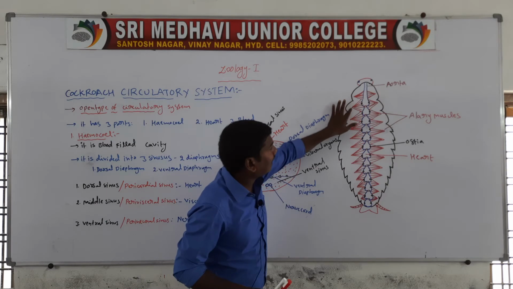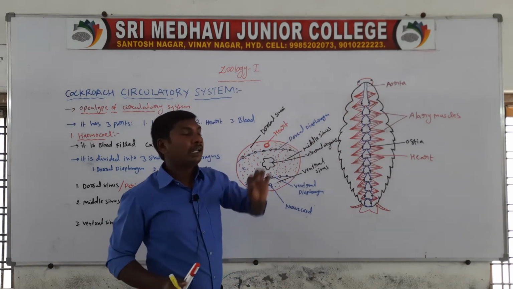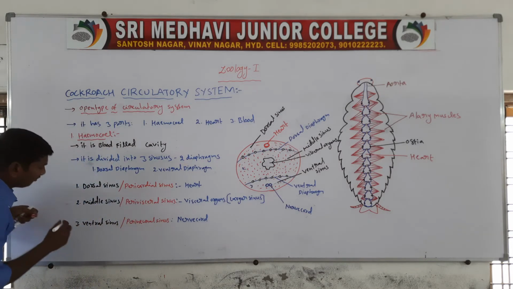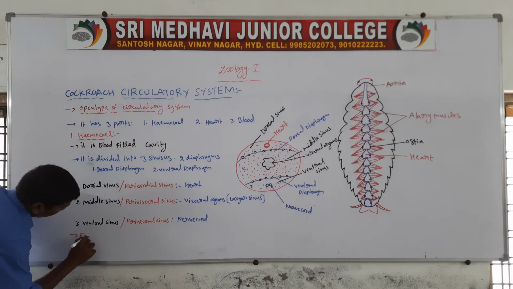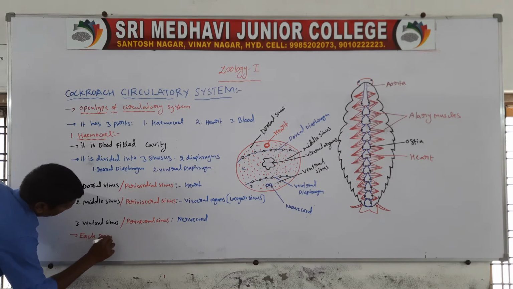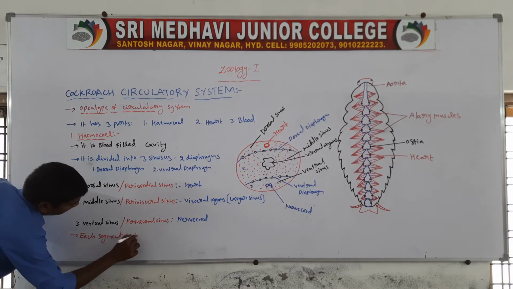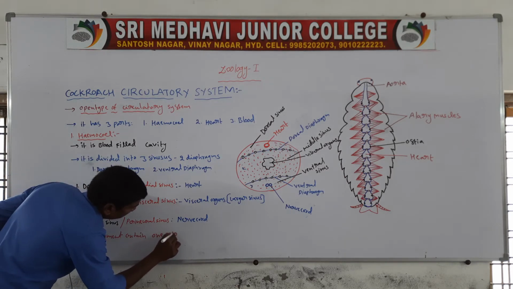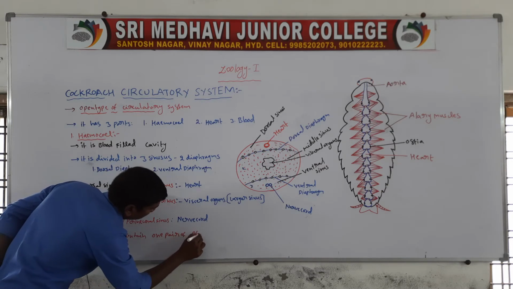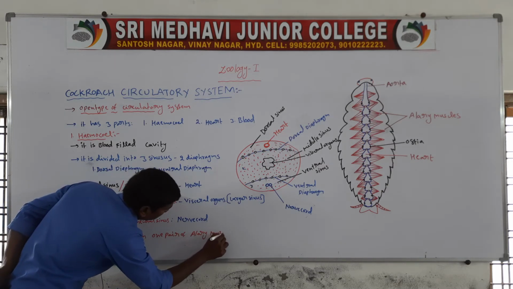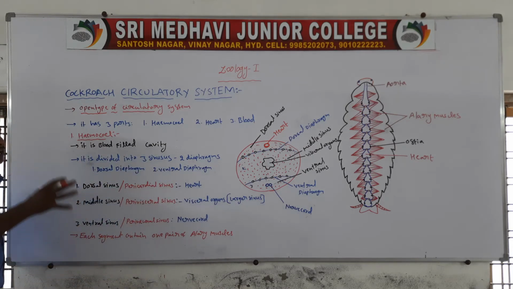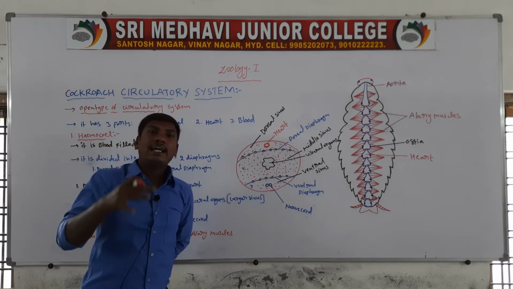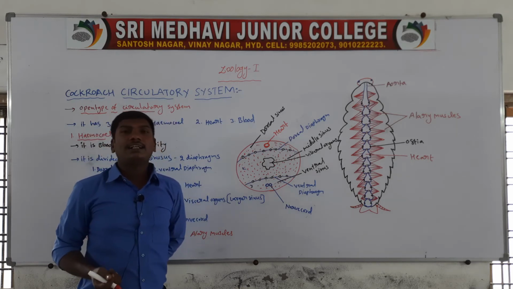Next one, in the cockroach, each segment contains a pair of triangular muscles. These triangular muscles are called the alary muscles. Each segment contains one pair of alary muscles. These are triangular in shape, so these muscles are called the triangular muscles.